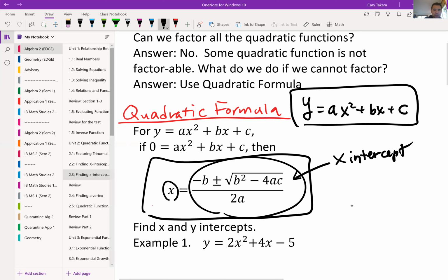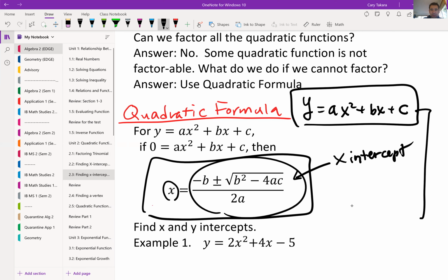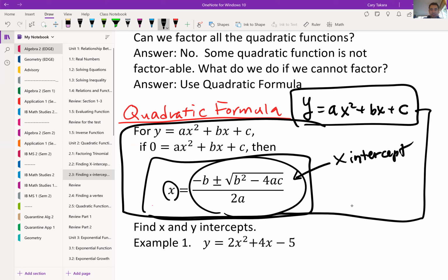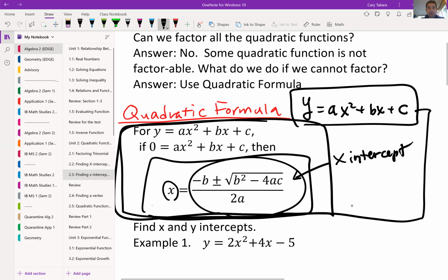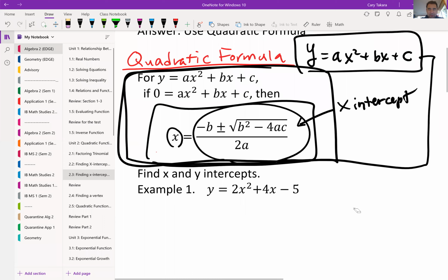So yeah, I would like you to write this down in your notes, quadratic formula, okay, especially this part. Quadratic formula is a way to find x-intercept, okay? Because basically you're solving for x when y is 0. You see that? When y is 0 and you're solving for x, and that's the definition of x-intercept, isn't it? Okay. So let's go through a couple of examples.